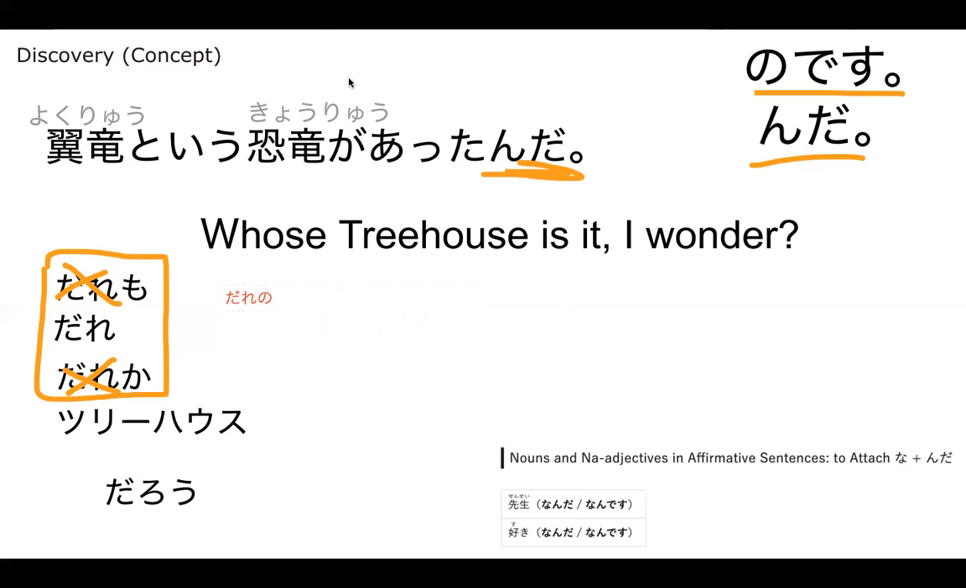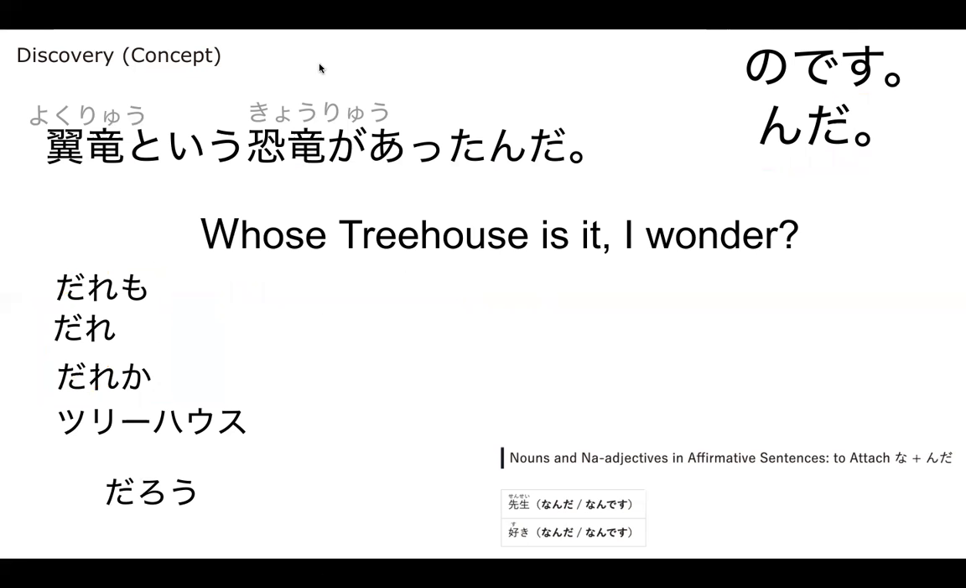So it starts with dare no. So how would we make whose tree house is it, I wonder? So dare no tree house daro. Yes. You're missing one thing. Do you remember what you're missing? Oh, I need the nda. Yes. Dare no tree house nda daro? Yes, it goes daro. Because daro is basically a way to end sentences and it has a da already there. So you can think about it as da plus ro is probably what the grammar actually is. So adding ro makes it into I wonder. So I wonder whose tree house it is. So just adding the n. Dare no treehouse nda daro? Whose treehouse?